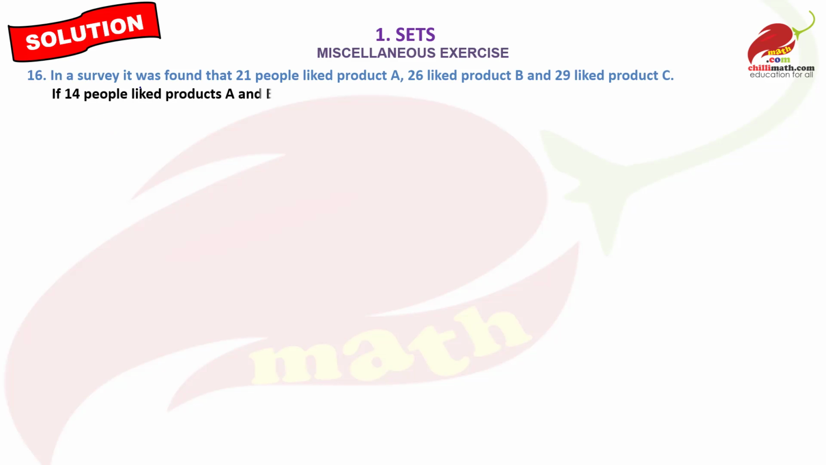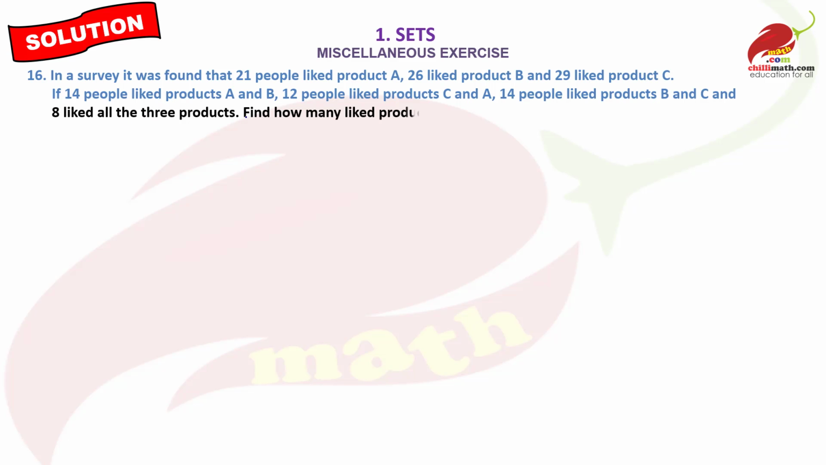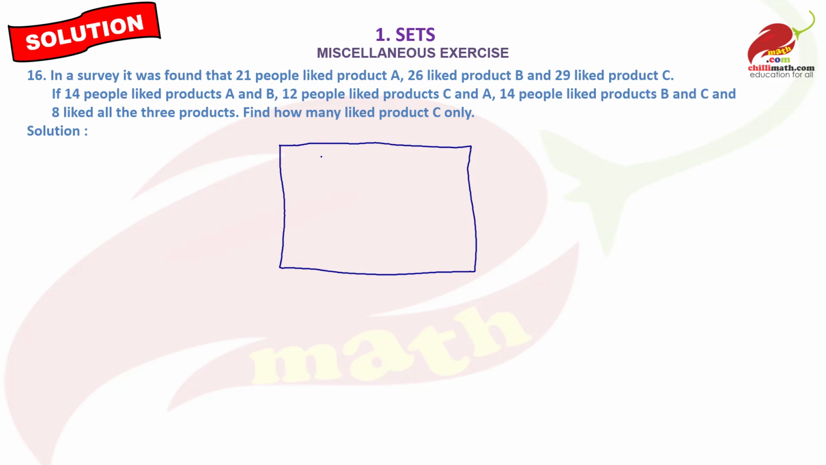16th question is, in a survey it was found that 21 people like product A, 26 like product B, 29 like product C. If 14 people like products A and B, 12 people like products C and A, 14 people like products B and C, and 8 liked all the 3 products, find how many liked product C only. So again using a Venn diagram. Again there are 3 sets, so we'll draw 3 circles.